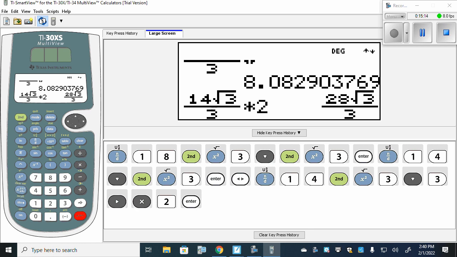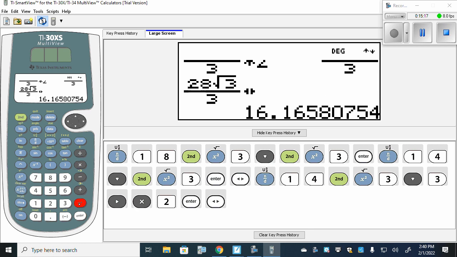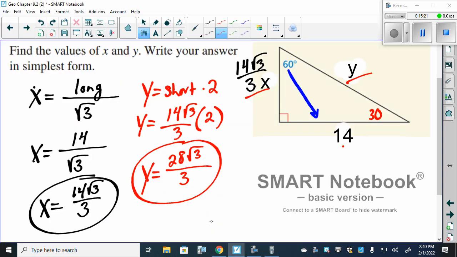Now, if we looked at this as a decimal, we get 16.16 going on. And looking back at that here, that would be bigger than either one of these here because it is the longest side, the hypotenuse, because the hypotenuse will always have the biggest value. So these two here are our answers.